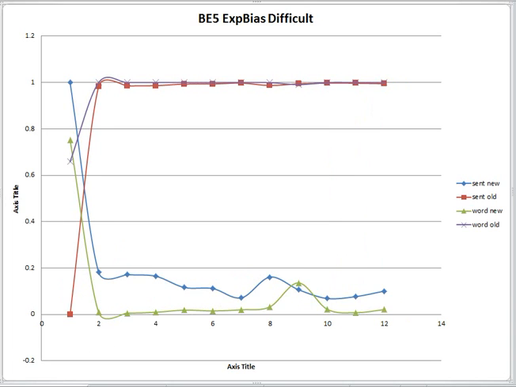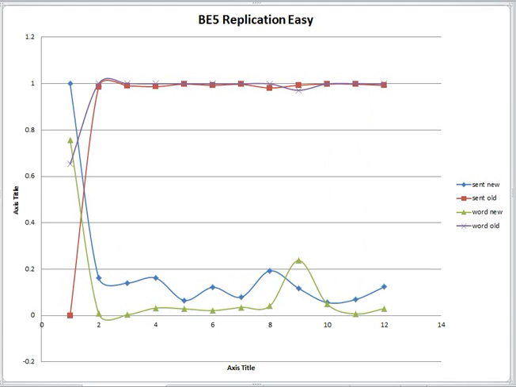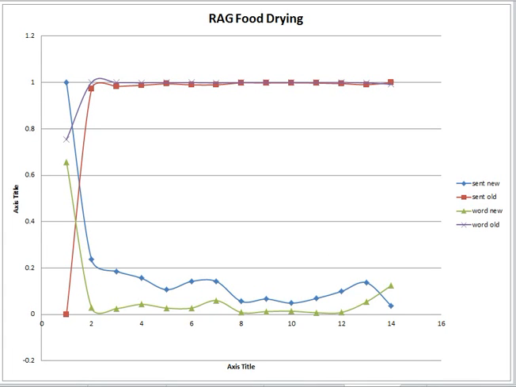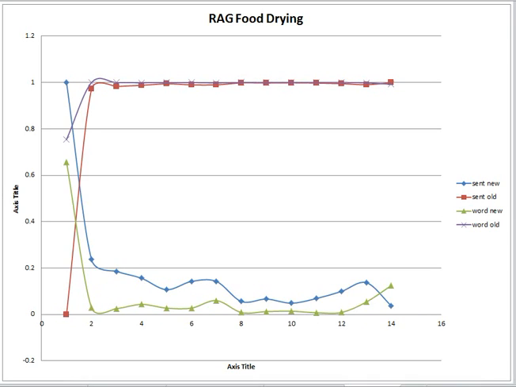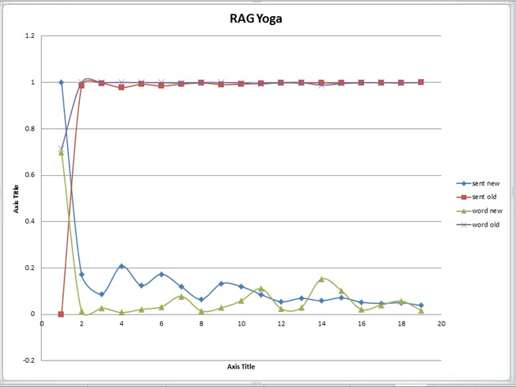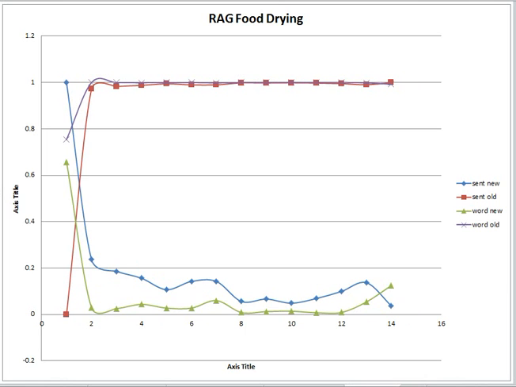And similarly, if you look at some of these others, like this is replication. Sorry, shouldn't be ExpBias. This is replication difficult and easy. Replication difficult, replication easy. Again, they're really similar. And it's even pretty similar for food drying and yoga. These are from the reading across genres stuff. And yeah, there are differences, but you know, they're tracking each other really, really well.